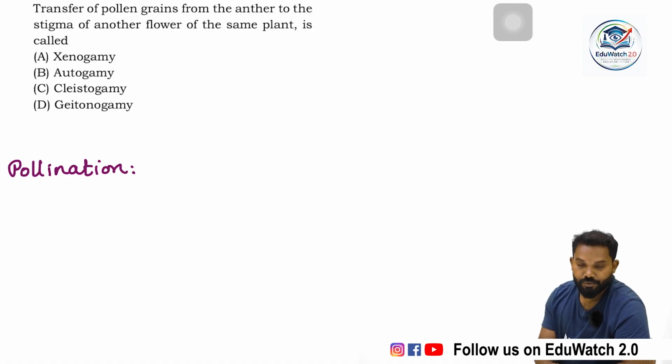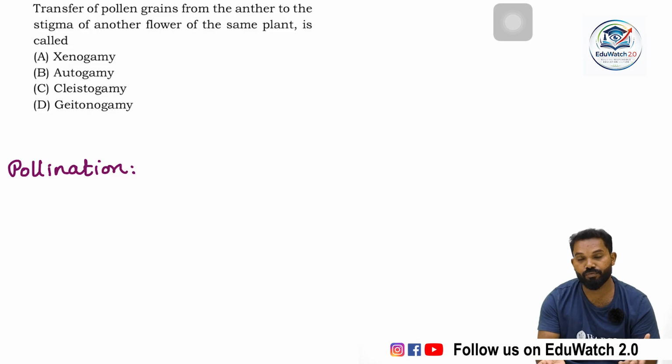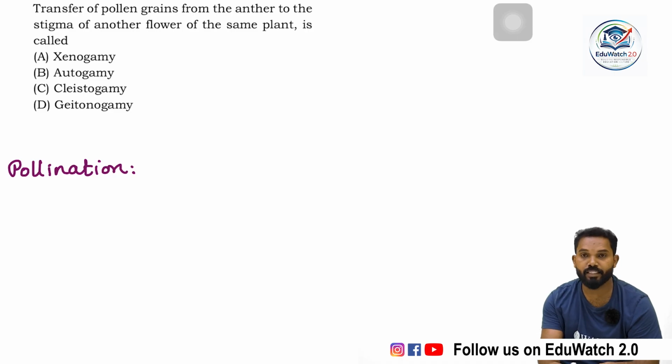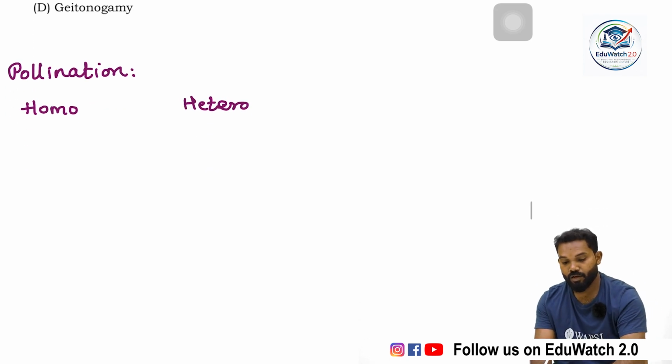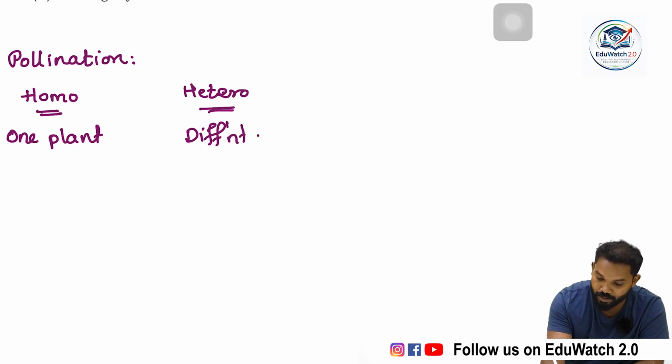There are different ways of pollination: zoophilic, hydrophilic, anemophilic, entomophilic, etc. But this process takes place in one plant or a different plant, one flower or a different flower. Based on that, they are categorized into homogamy or heterogamy. Homogamy means it takes place in one plant. Heterogamy takes place in different plants.